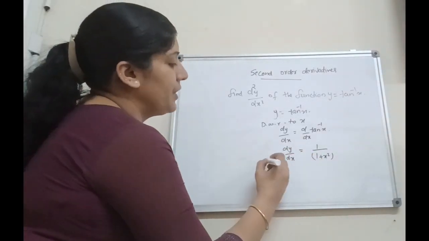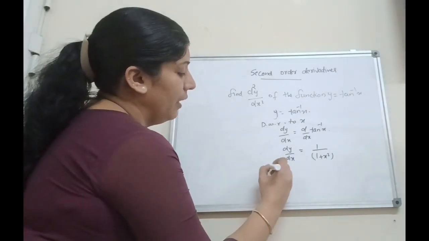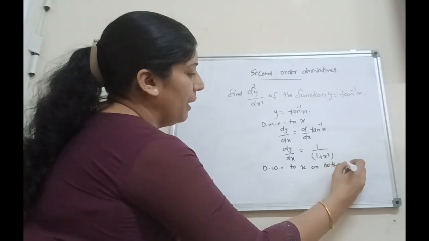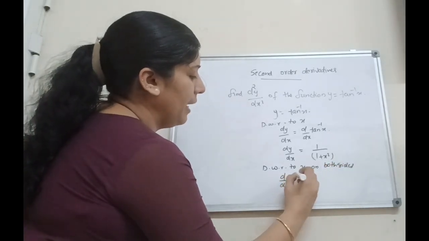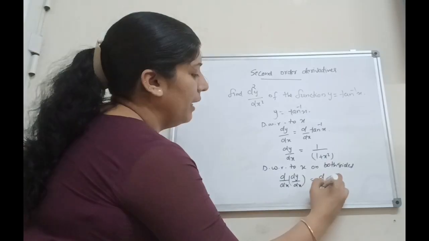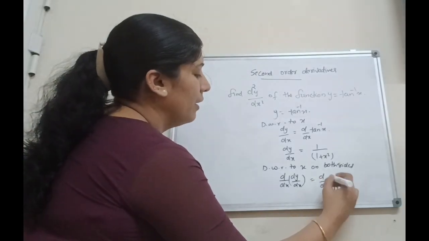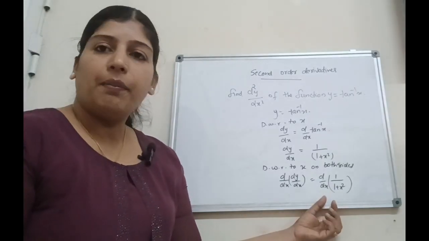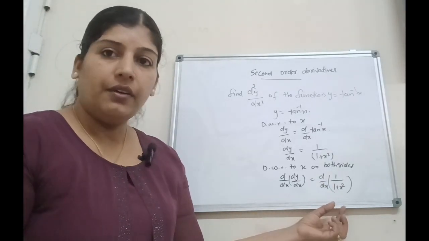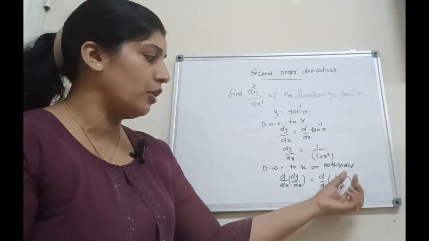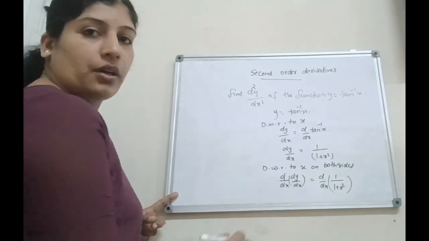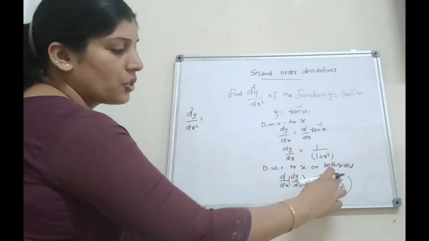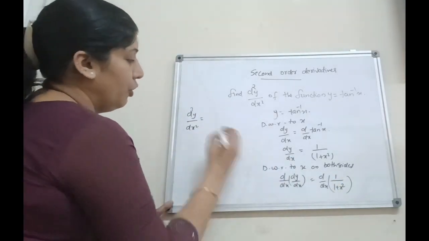Then next we have to differentiate dy by dx with respect to x. Therefore, differentiate with respect to x on both sides. Therefore, d by dx of dy by dx equal to d by dx of 1 by 1 plus x square. Here, d by dx of 1 by 1 plus x square is of the form d by dx of f of x by g of x. That is, here we have to apply the quotient rule. Here, the denominator is 1 plus x square.